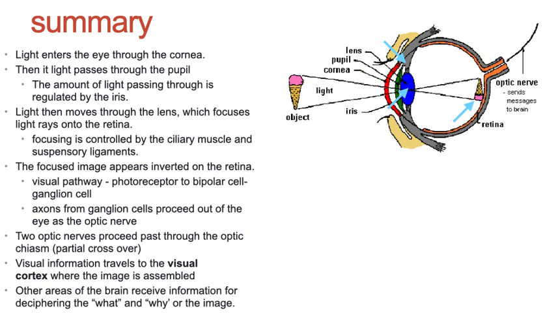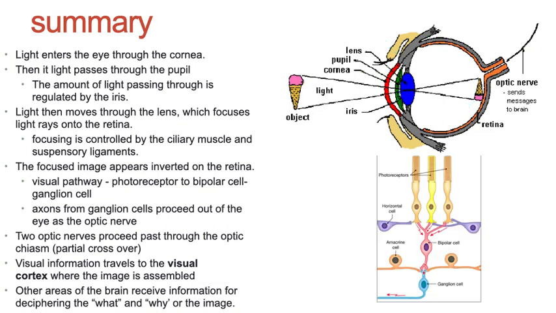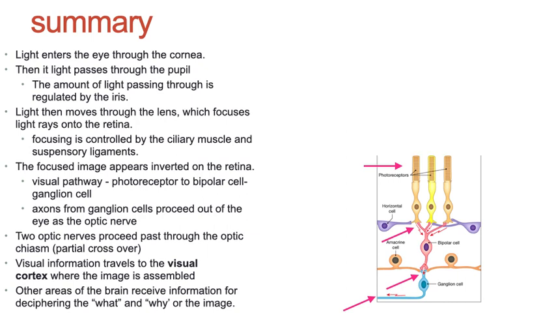So then we will have our visual pathway come into play. All right, so in the visual pathway, we're going to have photoreceptors that are going to receive the light information or the wavelength information. And then they are going to synapse that information to bipolar cells, which will then synapse information with the ganglion cells. And then axons from those ganglion cells will proceed out of the eye, ultimately as the optic nerve.